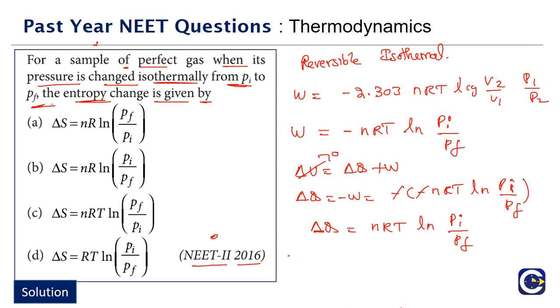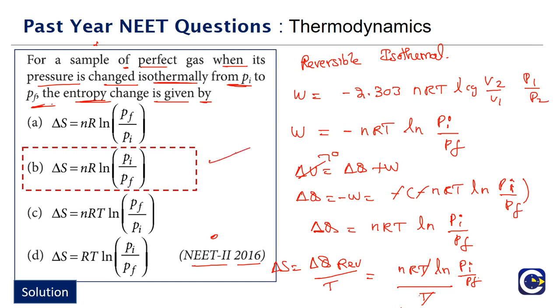And in case of the entropy change calculation, entropy change is what? Del Q in the reversible process by the temperature. So del Q reversible is nRT ln P initial by P final divided by T. So what will be the correct answer? It will be nR ln P initial by P final, which is option B. It's a straight formula based question if you remember the formula. Otherwise we have to sit and derive it in the examination. So for the general process, if you can remember the entropy change formula, it will be of use, because we see that we are getting questions on the formula itself.